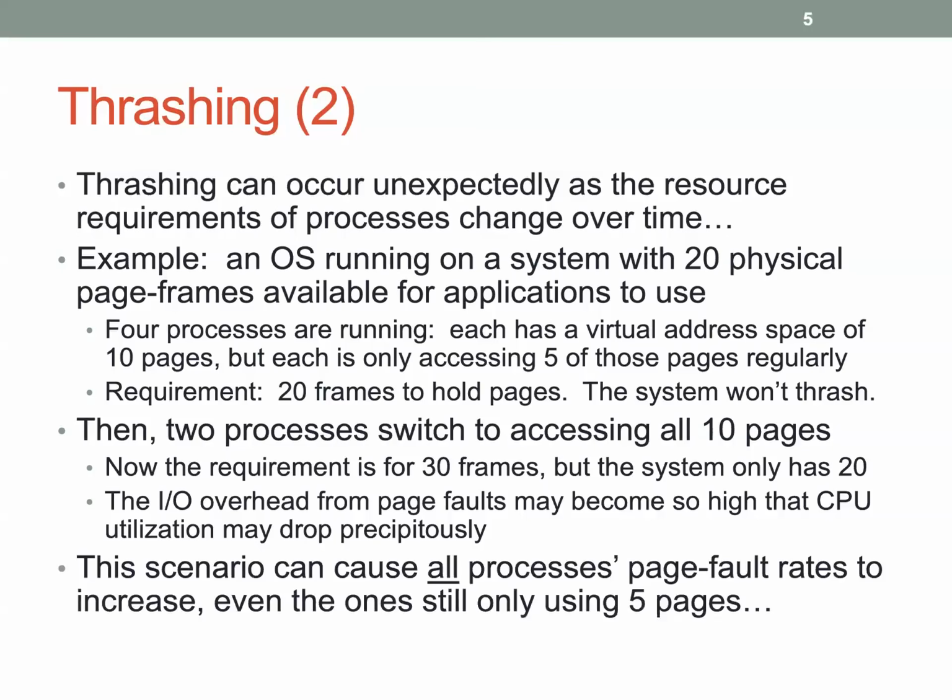Okay. And so if you have a global page allocation policy where any process is allowed to assume ownership of a frame from any other process, then that means all the processes start to fault. All the processes' behavior starts to be hindered.